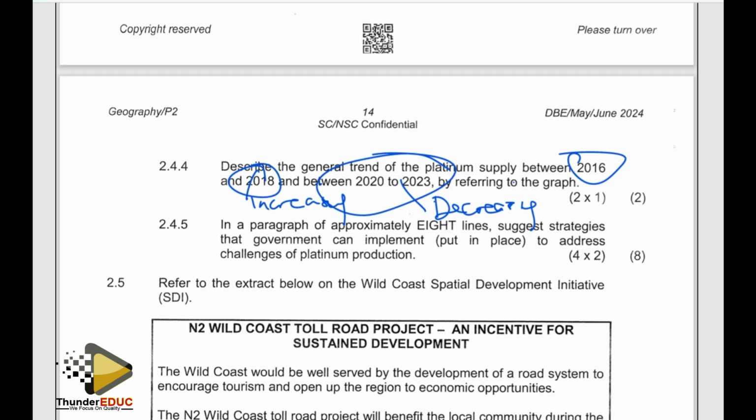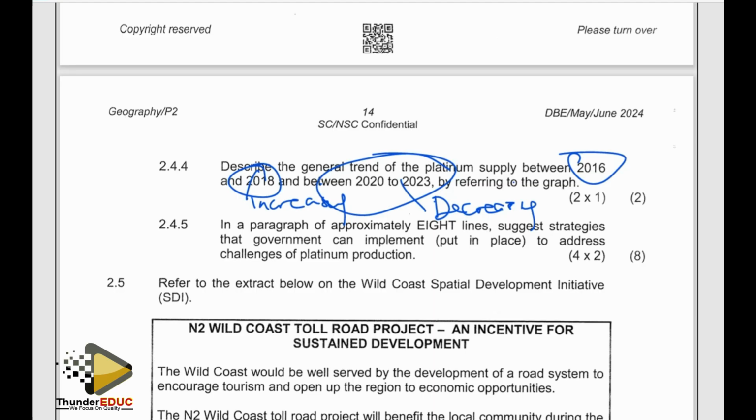Right, in a paragraph of approximately 8 lines, suggest strategies that government can implement or put in place to address challenges of platinum production. The challenges that we have noted there, for example, a social challenge of labor strikes, and a service delivery challenge of electricity. What can the government do to try and address such problems? Right, you can talk of the government dealing with labor strikes. How can the government solve the problem of continued labor industrial action by workers in the platinum mining industry?